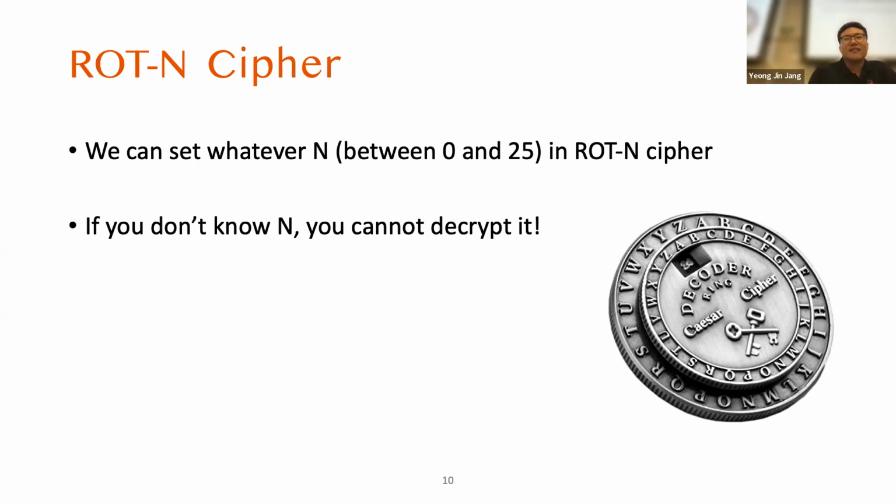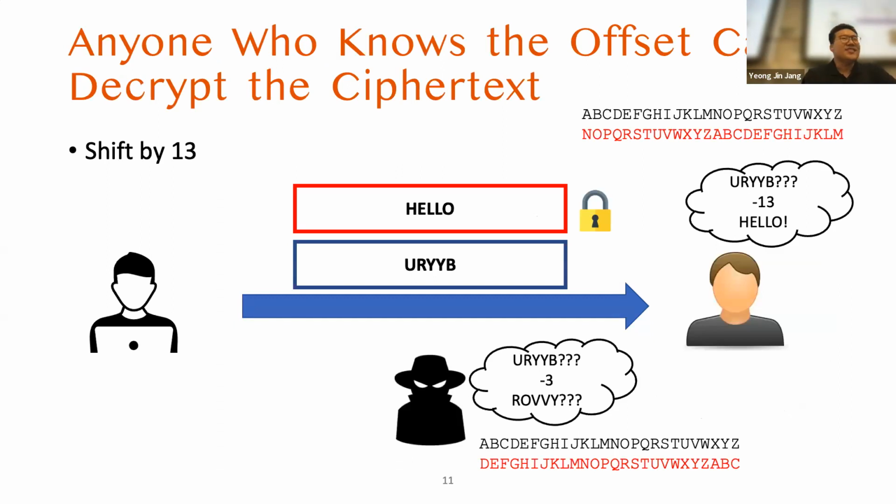And the premise is that if you don't know what the n is, then you cannot decrypt it. That's not true, but let's suppose that's true. So the example will be changed like this. Anyone who knows the offset can decrypt the ciphertext. So we can share the shift value with the other end, and then say hello. With that table, it will be URYYB. If the attacker takes it, and only knows about the Caesar cipher, then they cannot decrypt it.